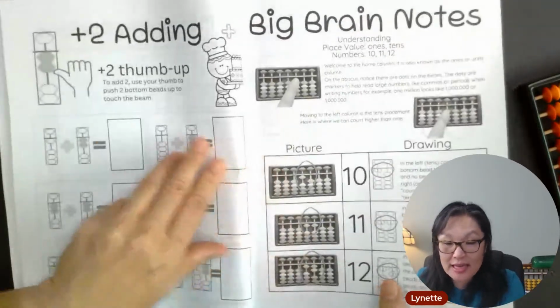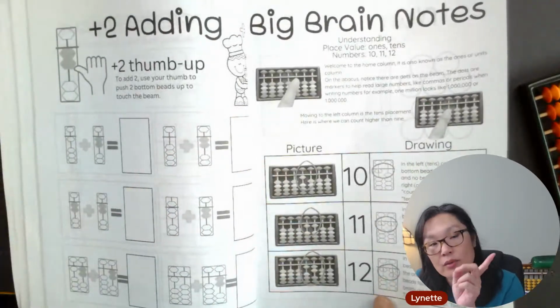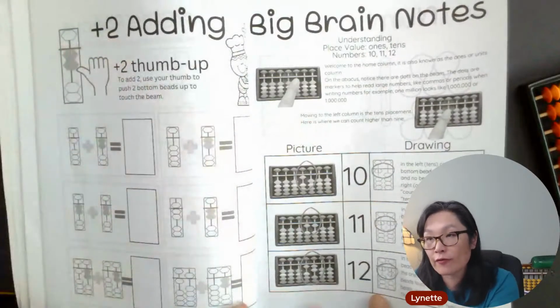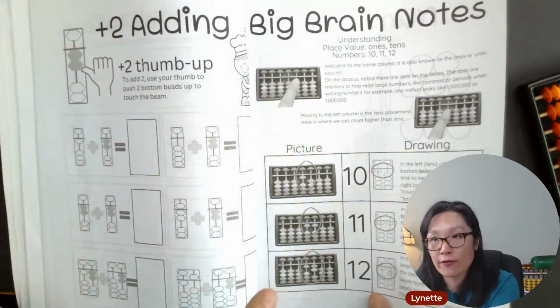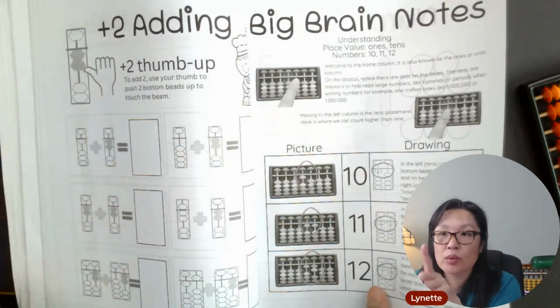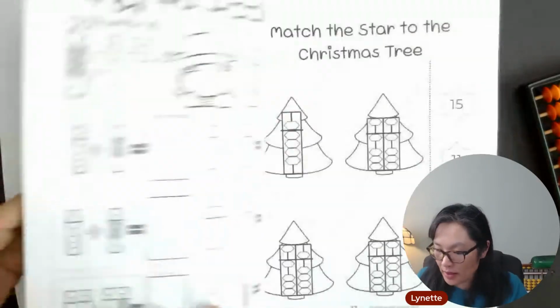There's the big brain notes, and then we're adding 2. We add 2, and then we subtract. So we add to 4. We add 1, 2, 3, 4, and then we subtract. -1, -2, -3, -4. And then that's it.